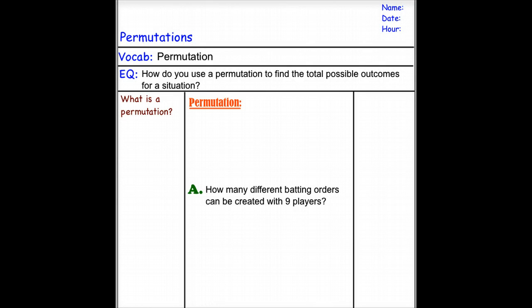Now that we know how to use tree diagrams and the fundamental counting principle to get the total number of outcomes, we want to look at some problems that are a little bit more complicated and need a little more assistance. These are what you call permutations. A permutation is an arrangement of objects in a specific order. That order matters.